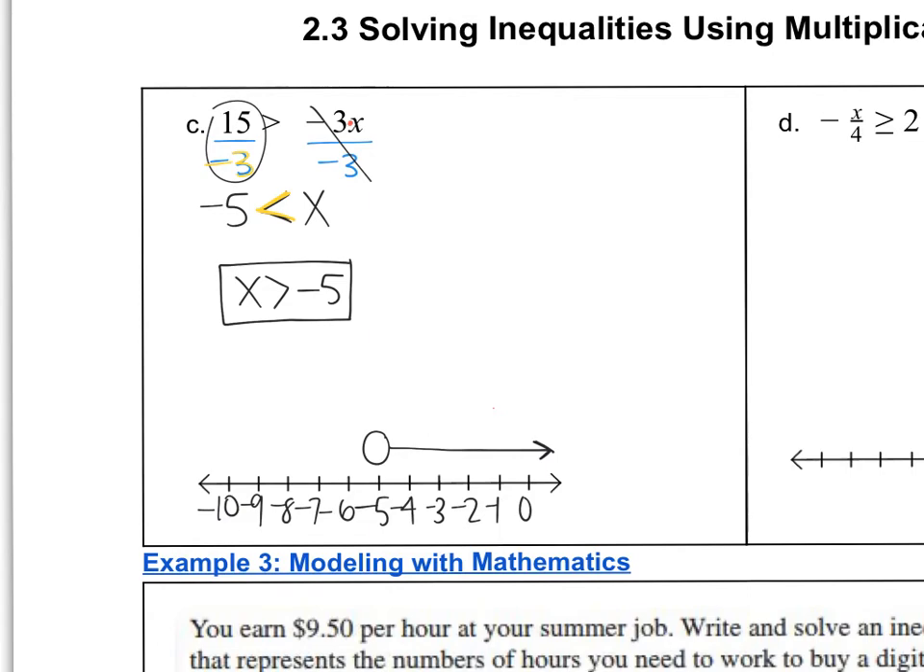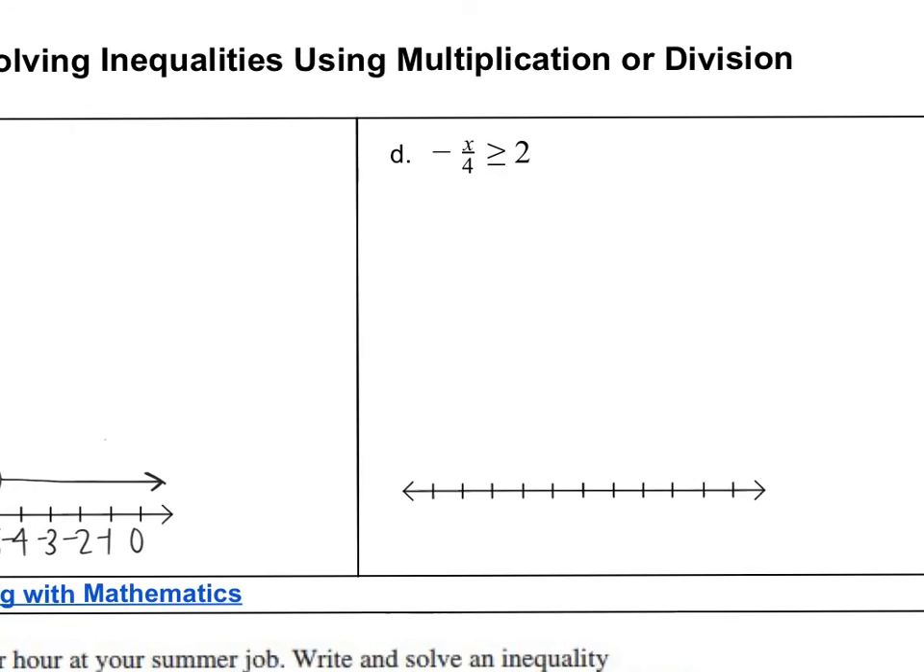In the next one, we're going to multiply by a negative. So I see that there's a divided by 4 here. Well, that negative can go on the top or the bottom. I'm going to add it with the 4. You don't have to rewrite it if you don't want to, but I'm going to rewrite this as x over -4 is greater than or equal to 2.